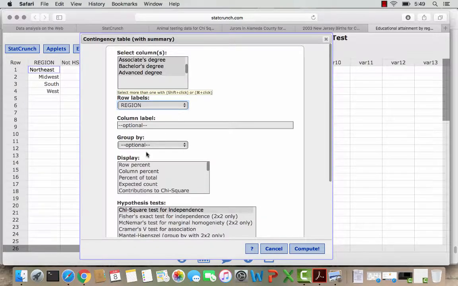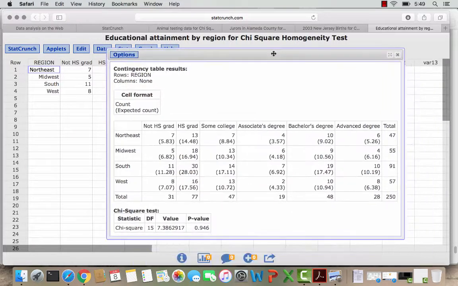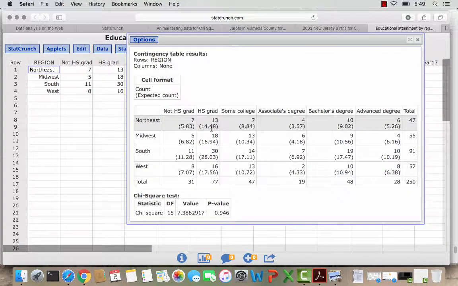And then we want to see the expected count in our table, and we're doing the same calculation as the test for independence. So we choose chi-square test for independence again. And compute. So in this table, we get what we expect in parentheses, and that comes from pooling all the data together. So they take all the totals and then figure out how things should look from the column totals and the row totals. And so there were 4 rows and 6 columns in this two-way table.